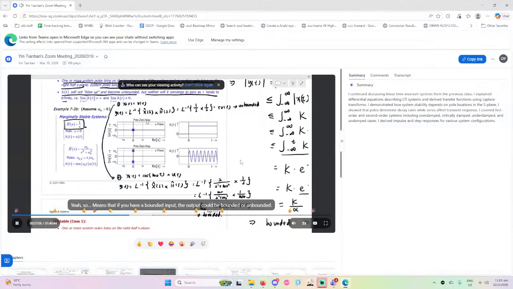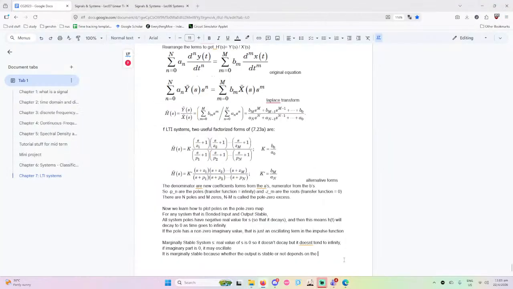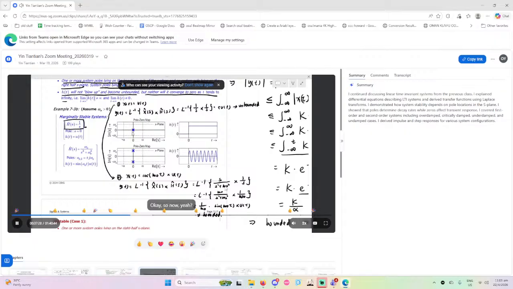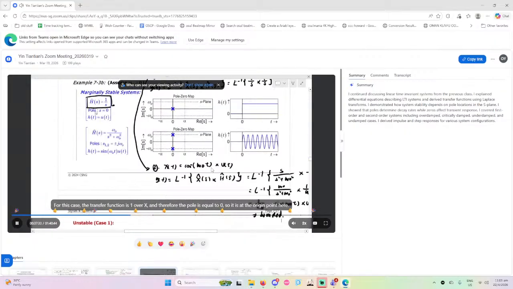Yeah, so it means that if you have a bounded input, the output could be bounded or unbounded. So it's just a name. It means that if it is not stable, it is not unstable. So we call it marginally stable. Okay. So now here, for this case, the transfer function is 1 over s, and therefore the pole is equal to 0. So it is at the origin here.